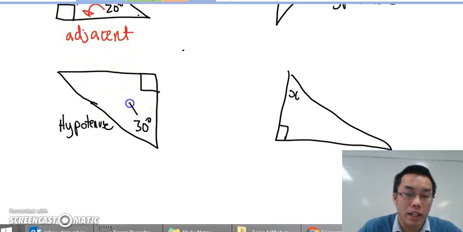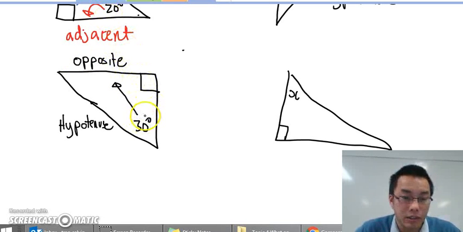The side opposite the angle is what we call the opposite. So this side is called the opposite. And then near the angle, or next to the angle, is what we call the adjacent.